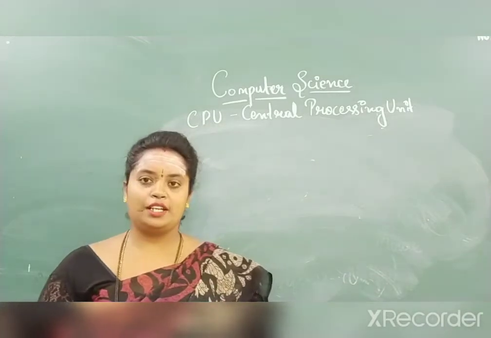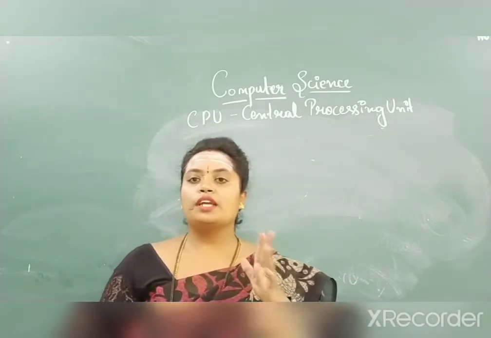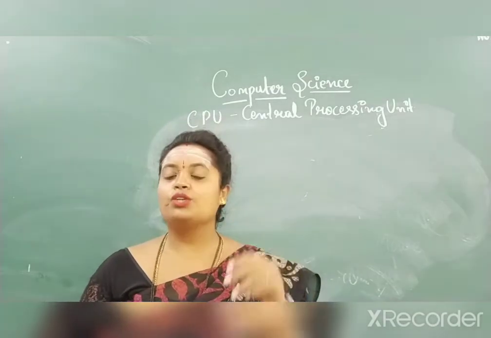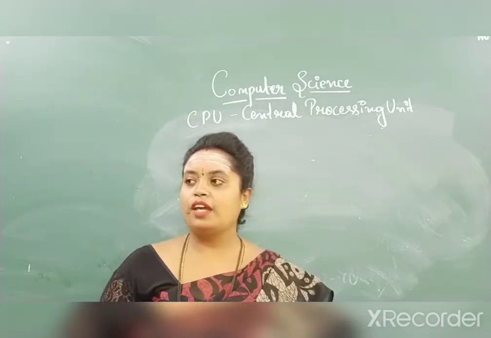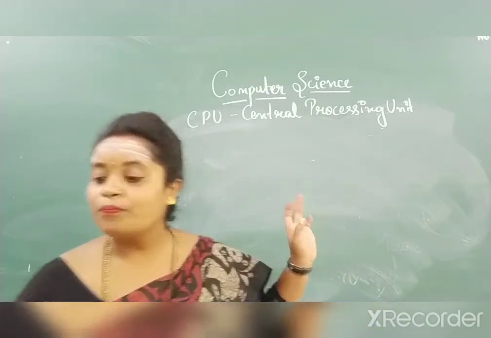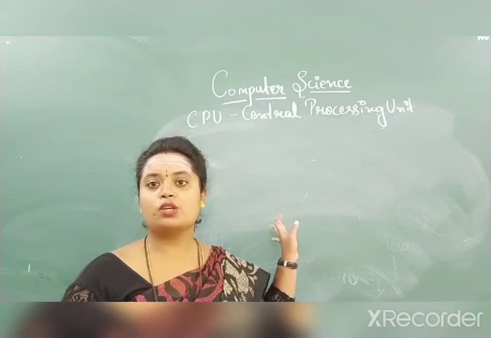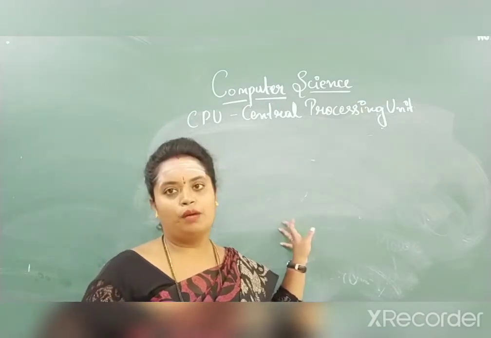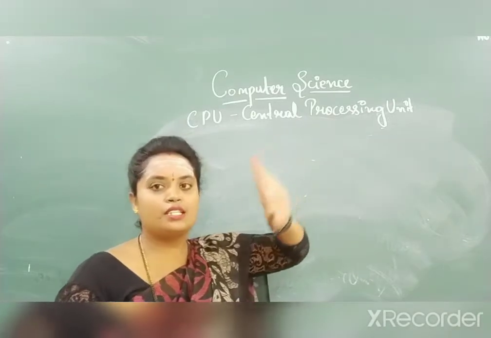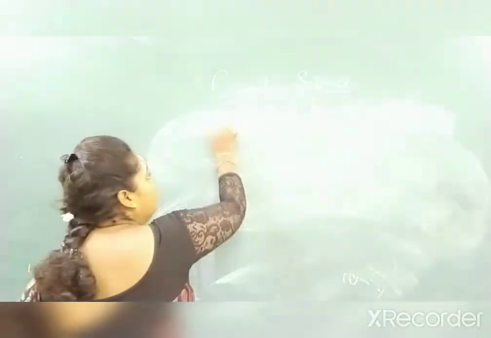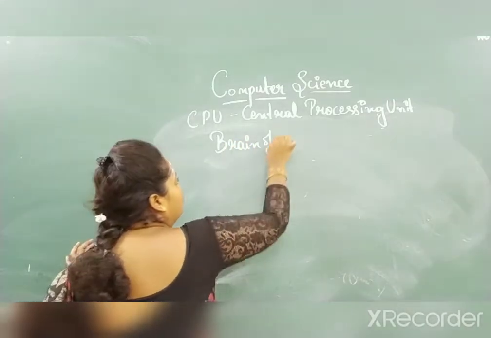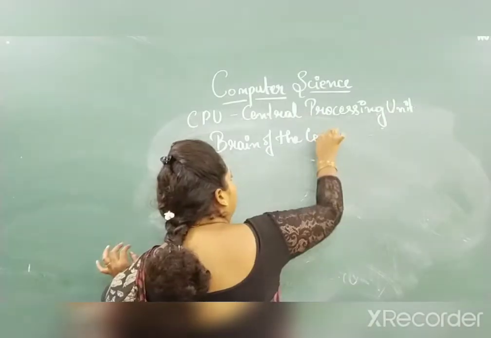What does it exactly do? What do you exactly think with? Your brain? Yes, you think with your brain. In the same way, your computer system is called the brain of the computer. Your CPU or central processing unit is called the brain of the computer.